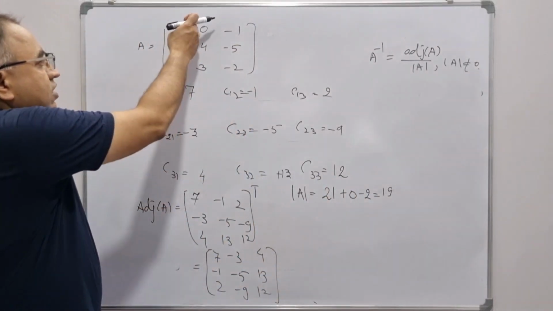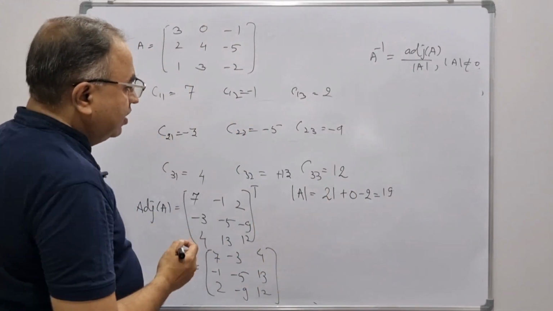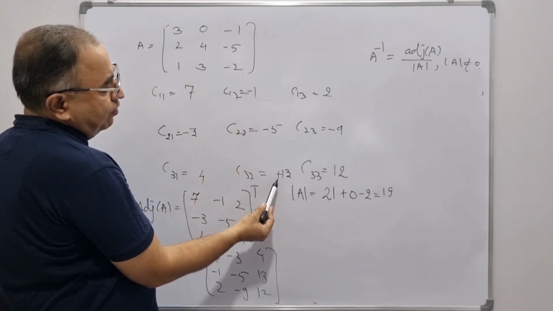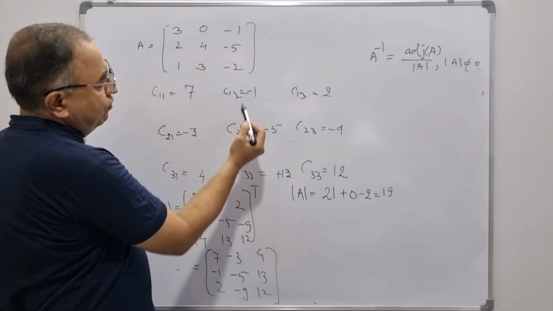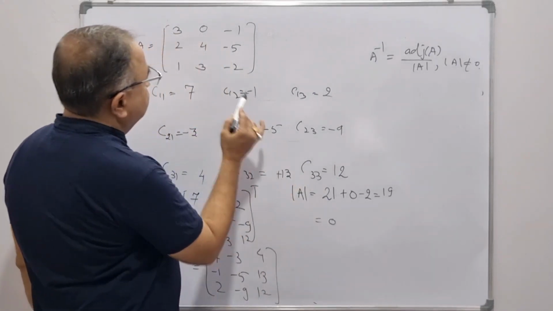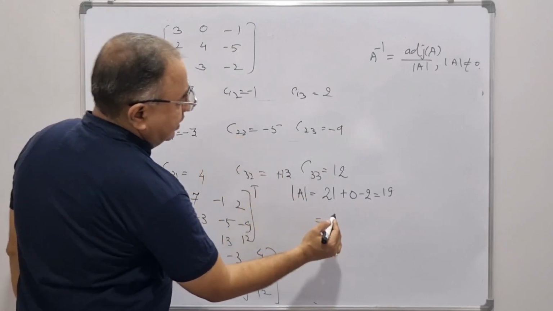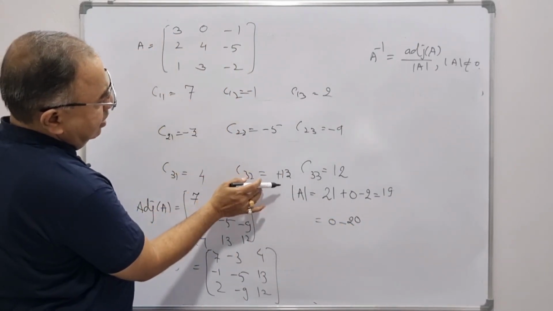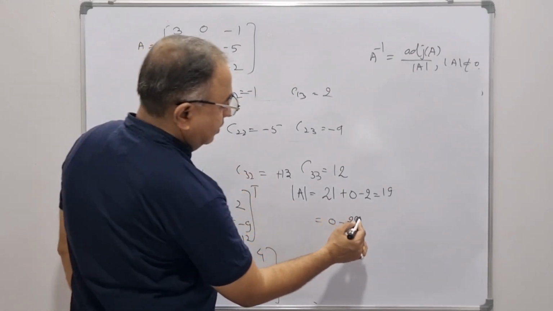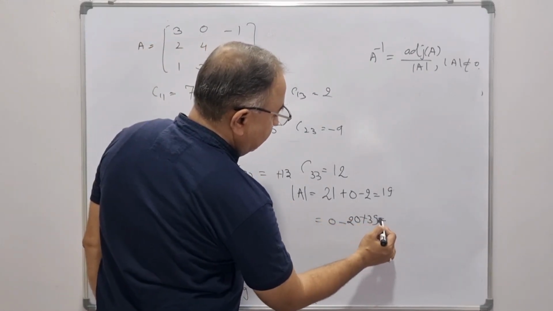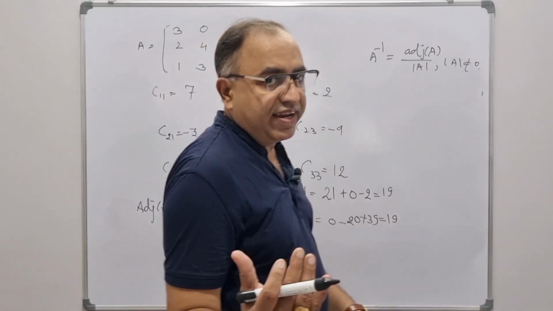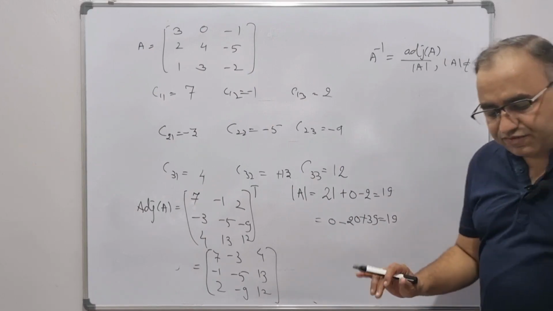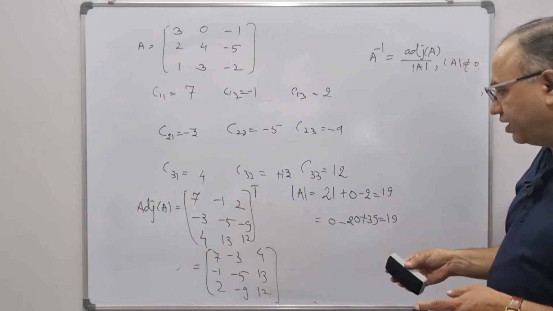You can expand it along the second column also. Let's try it. If you expand it along the second column, the entries are multiplied by the second column's corresponding cofactors and added. So 0 into minus 1 is 0. Then 4 into minus 5 is minus 20. Then 3 multiplied by 13 is 39. 39 minus 20 is 19. So likewise you can expand it along any row or any column, and the determinant value will remain the same. This is just for your satisfaction; you can check it in the rough column.